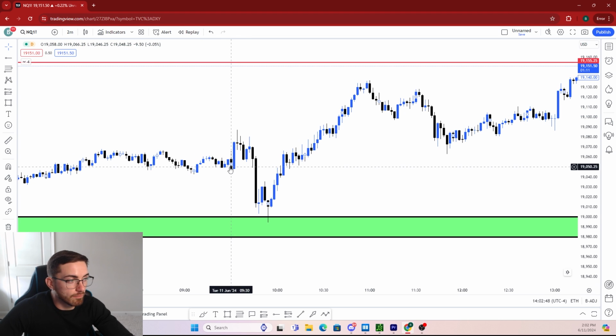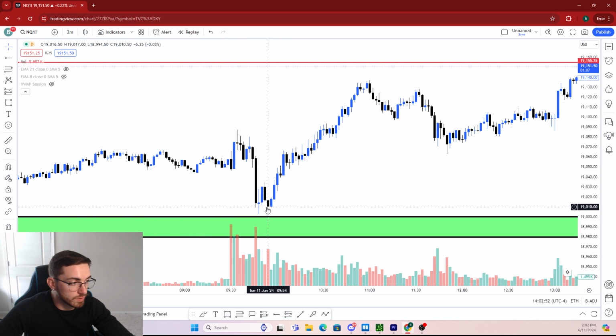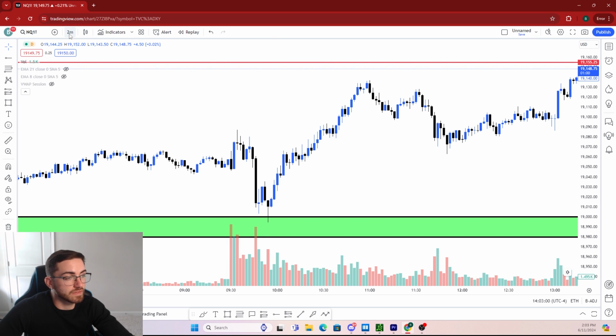Now, what I am looking for when price comes down into the level is bullish price action as well as bullish volume. And again, we're sniping our entries either on a 2-minute time frame or a 5-minute time frame.